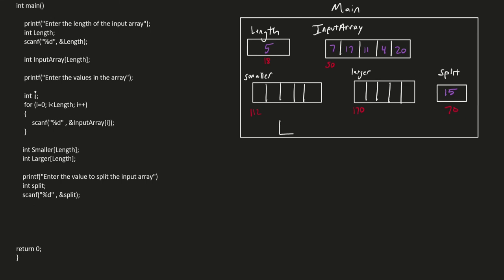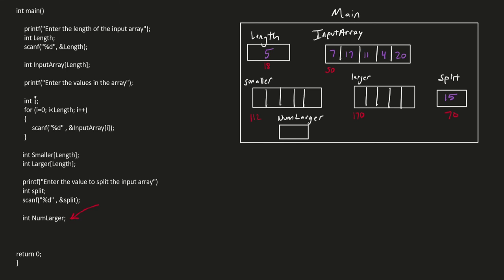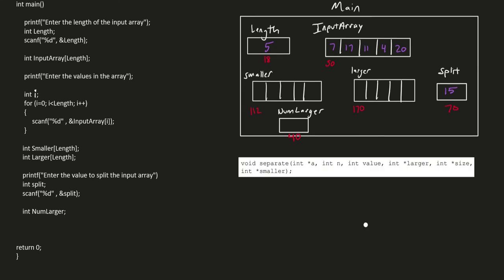So I'll make a new variable and I'll call it NumLarger for number of larger elements. So we have that, and of course, I'll just give that some address as well. So now that I have all that information down, we have all the information we need for this function to do its work.